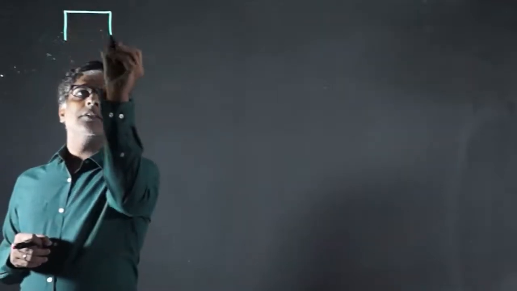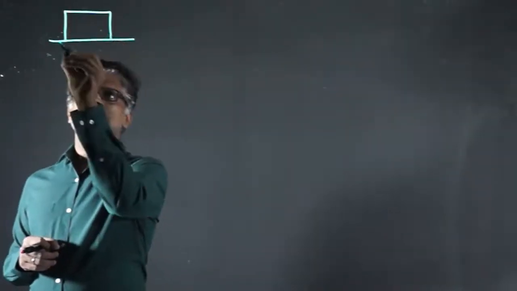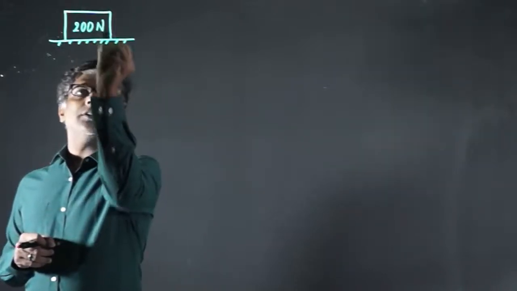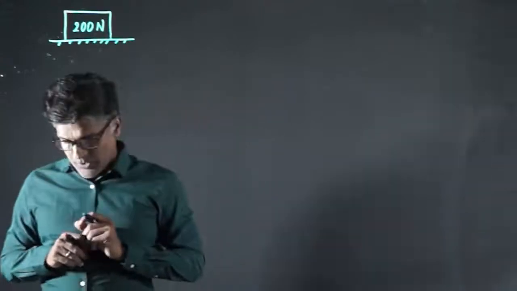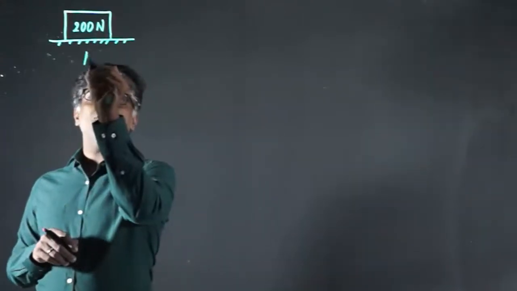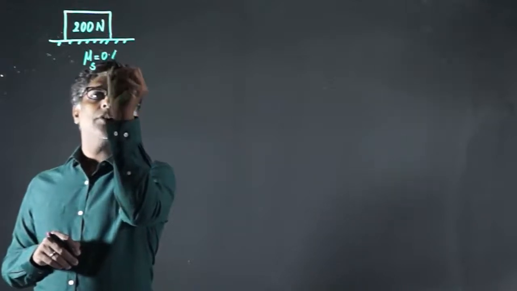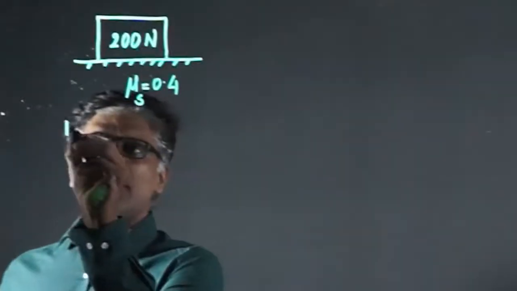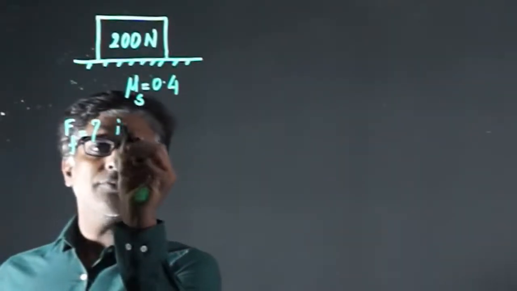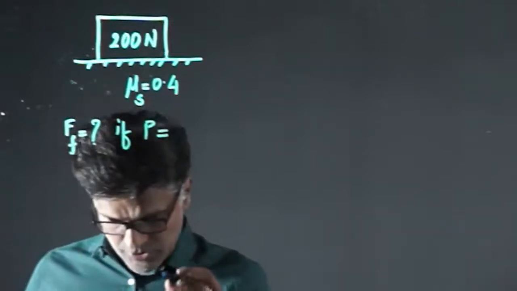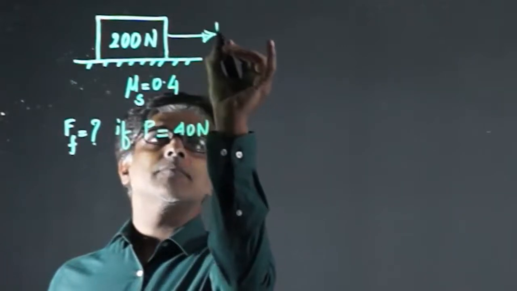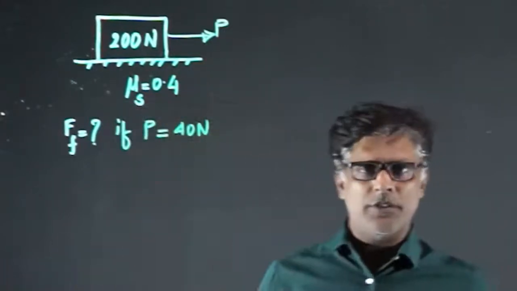In the first case, suppose we consider a simple block placed on the ground which is horizontal. 200 Newton is the weight of the block suggested. The coefficient of static friction between the block and the ground has been given as 0.4, and find the force of friction if a horizontal force of 40 Newton is applied as shown in the right. So let's understand the problem what it is.